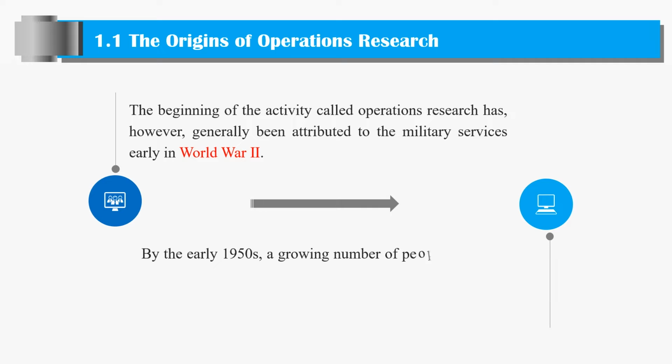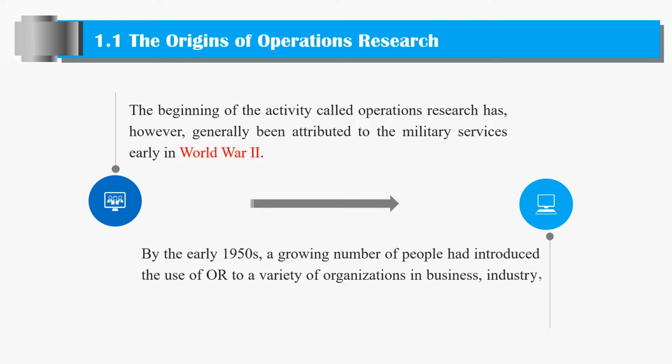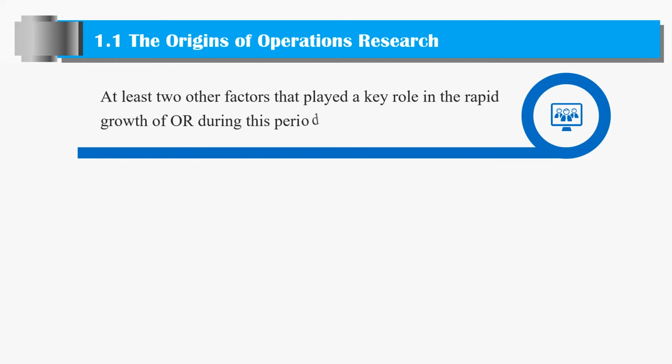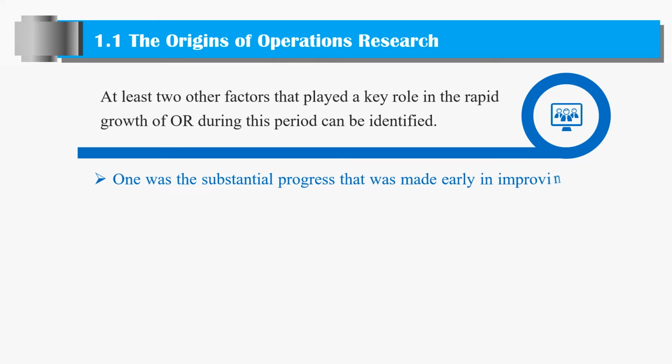By the early 1950s, a growing number of people had introduced the use of OR to a variety of organizations in business, industry, and government. The rapid spread of OR soon followed. At least 2 other factors played a key role in the rapid growth of OR during this period. One was the substantial progress that was made early in improving the techniques of OR.